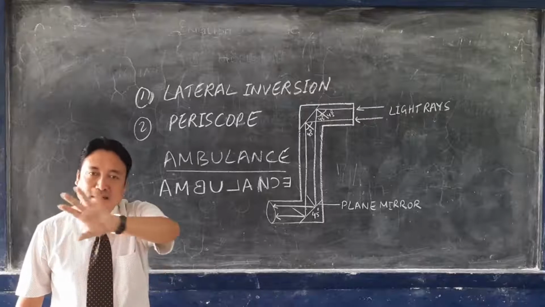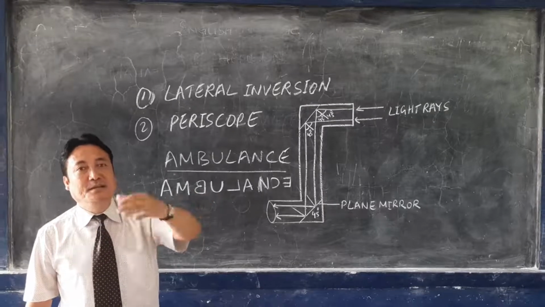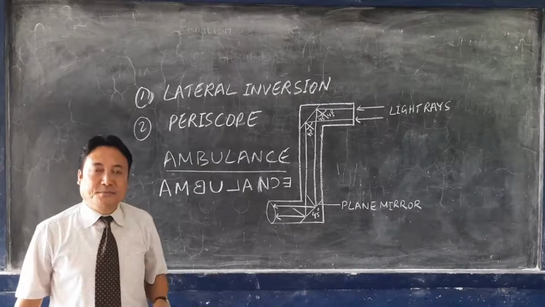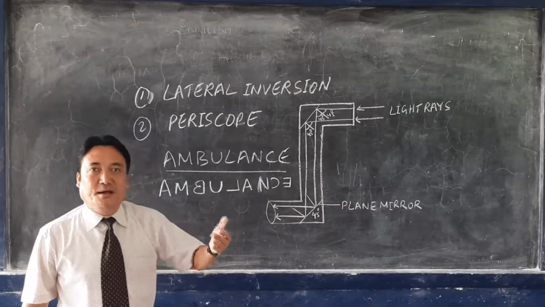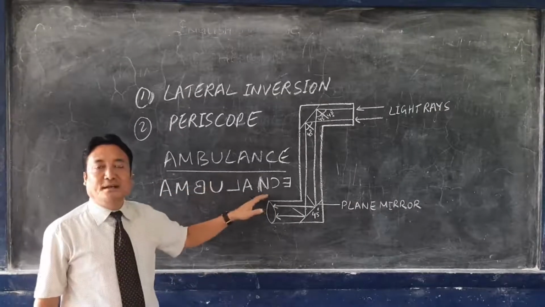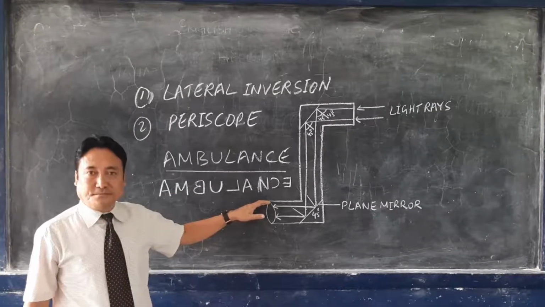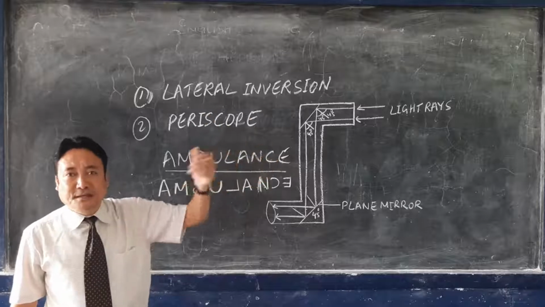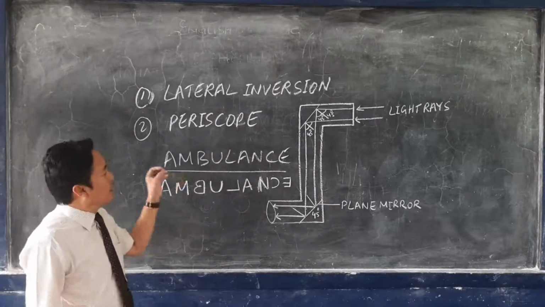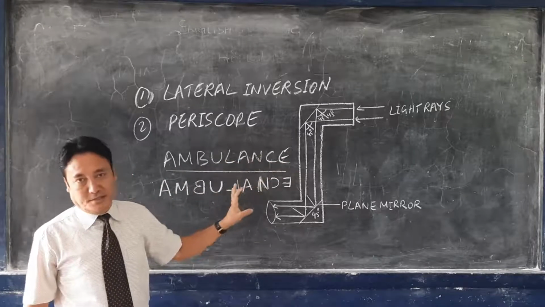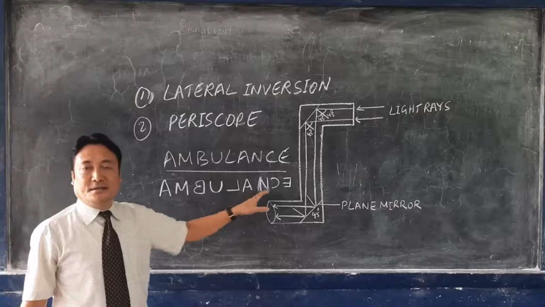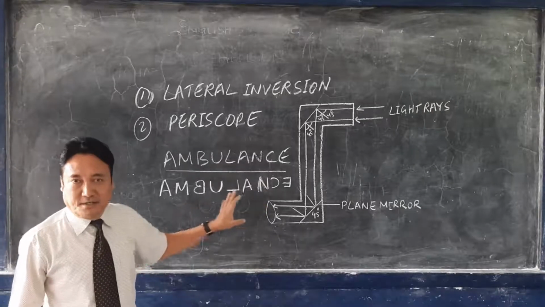So that is why this vehicle will give pass to the coming vehicle, that is the ambulance, so that it will reach the hospital in time carrying the patient. So that means when these letters are written in lateral inverted form, the other vehicle driver can read the correct spelling, or the correct word of ambulance. This is the reason why in an ambulance it is written in lateral inverted form.